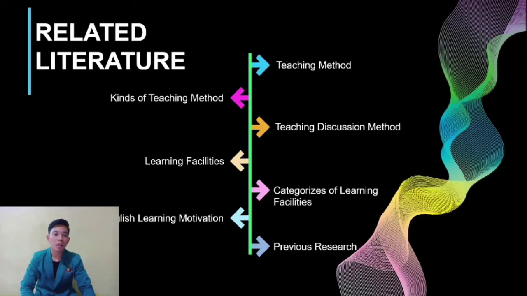And then in the related literature that I present in this research, there are teaching method, kinds of teaching method, teaching discussion method, learning facilities, categories of learning facilities, and then English learning motivation and previous research. All of these items, of course, are based on literature that I have studied from some sources.